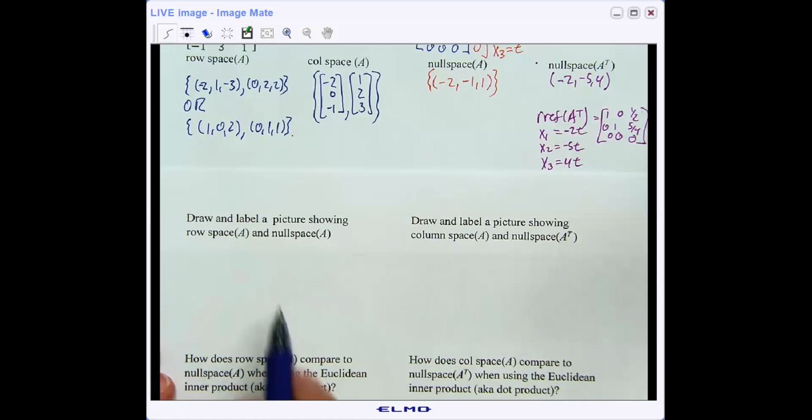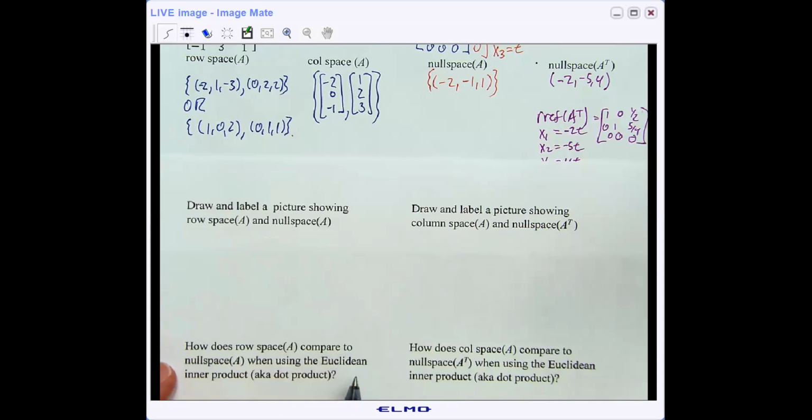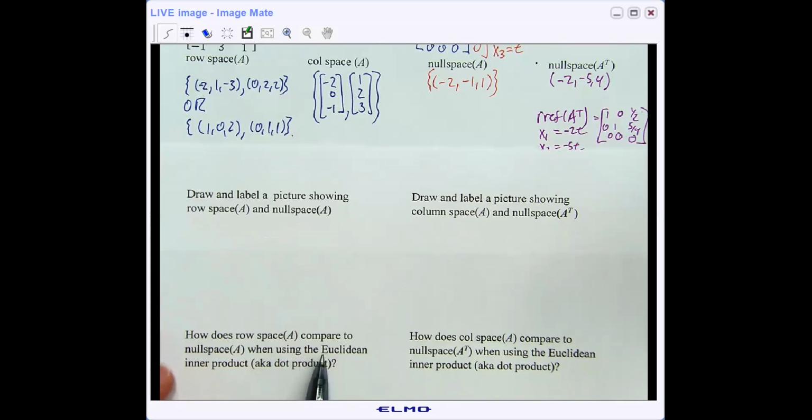Okay, so hopefully you were able to make your own picture here. And how did our row space compare to the null space? Well, if we take -2, 1, -3, and we dot product with the null space vector of -2, -1, 1, aka the Euclidean inner product, we will get 4, -1, -3, which is 0, showing that the two vectors are orthogonal. But what about the other vector in the row space?